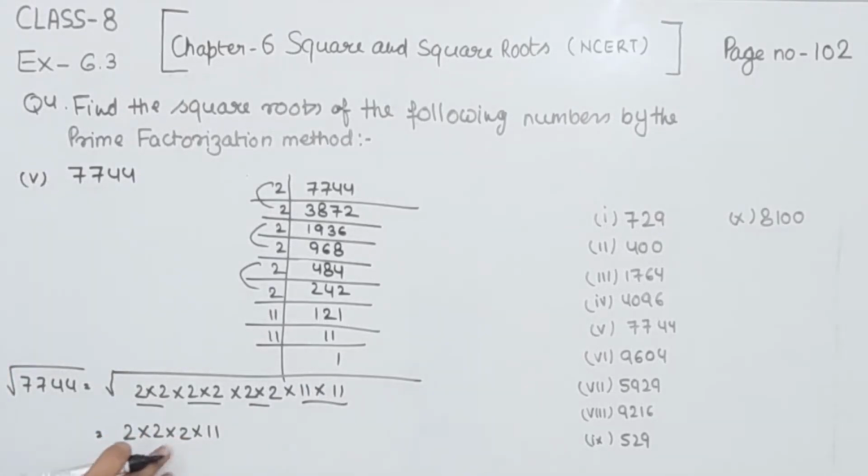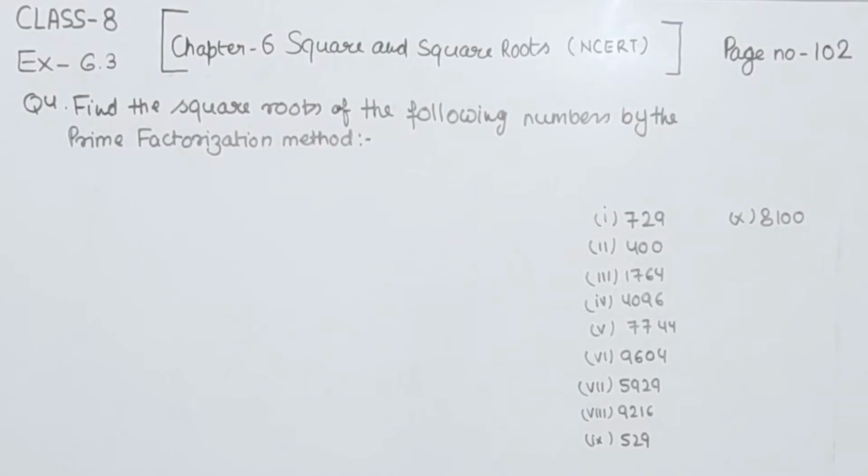So 2 2s are 4, 4 2s are 8. 8 multiplied by 11 is equal to the 88. So square root of 7744 is equal to the 88. This is the part 5. Now comes to the part 6.